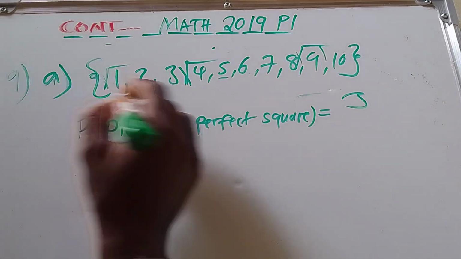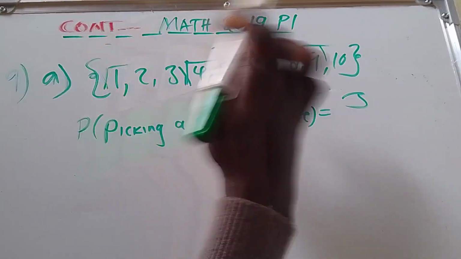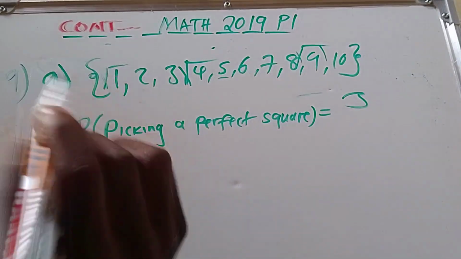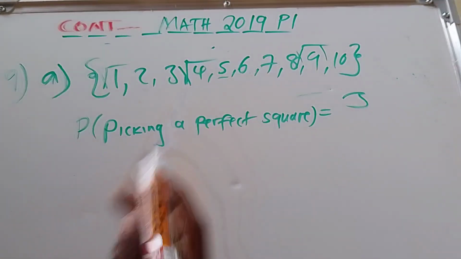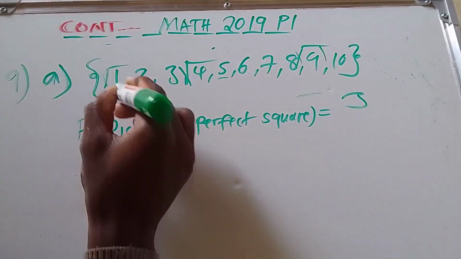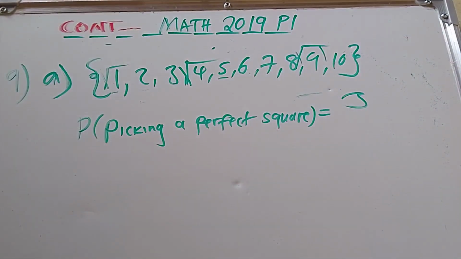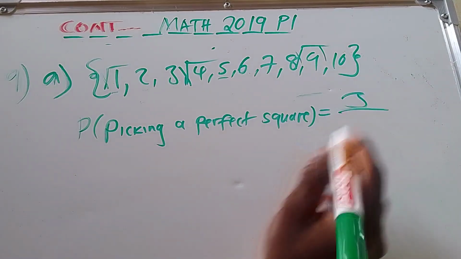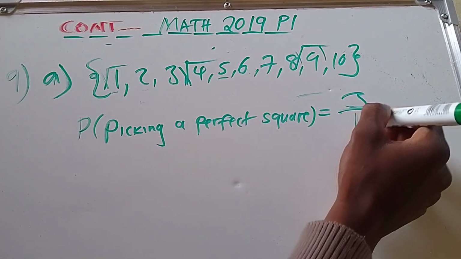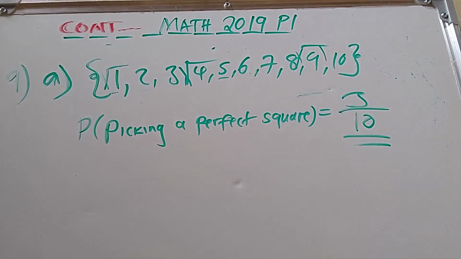How many are all the possible outcomes? How many numbers are we having? 1, 2, 3, 4, 5, 6, 7, 8, 9, 10. We are having 10 outcomes. So it is 3 divided by what? 3 divided by 10. And this is the answer. I'm sure you get it. This is the answer. Alright.